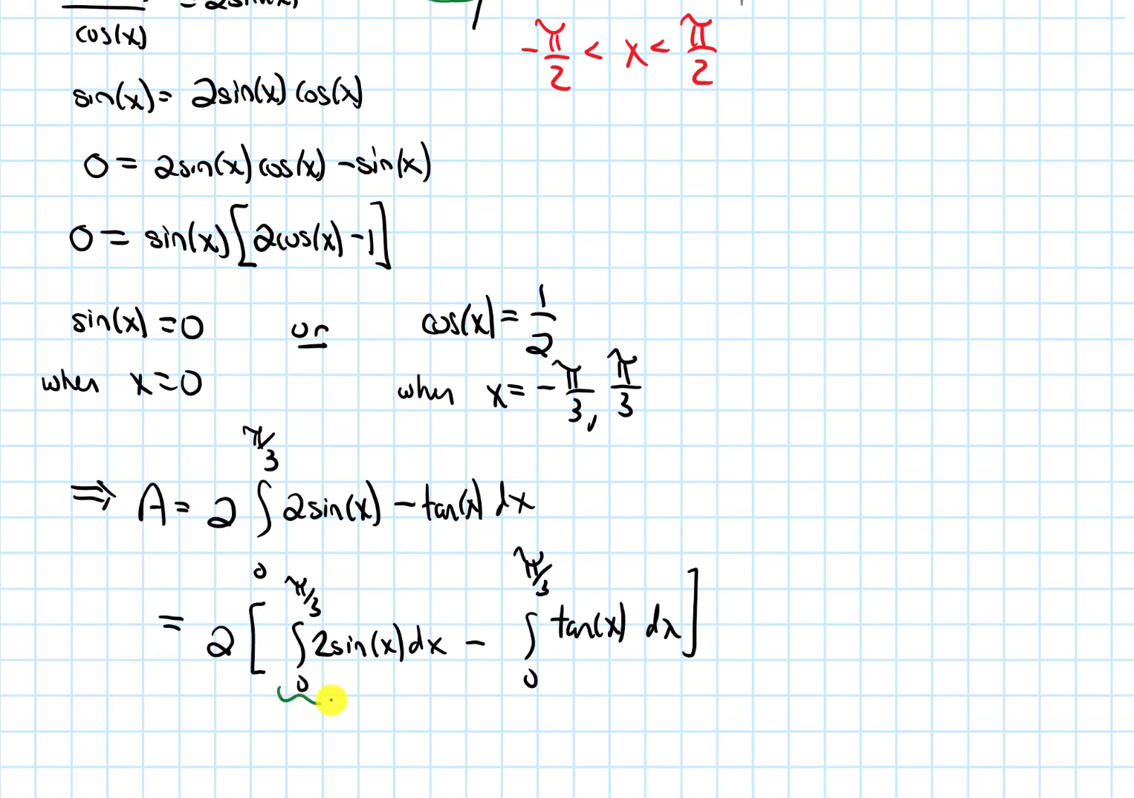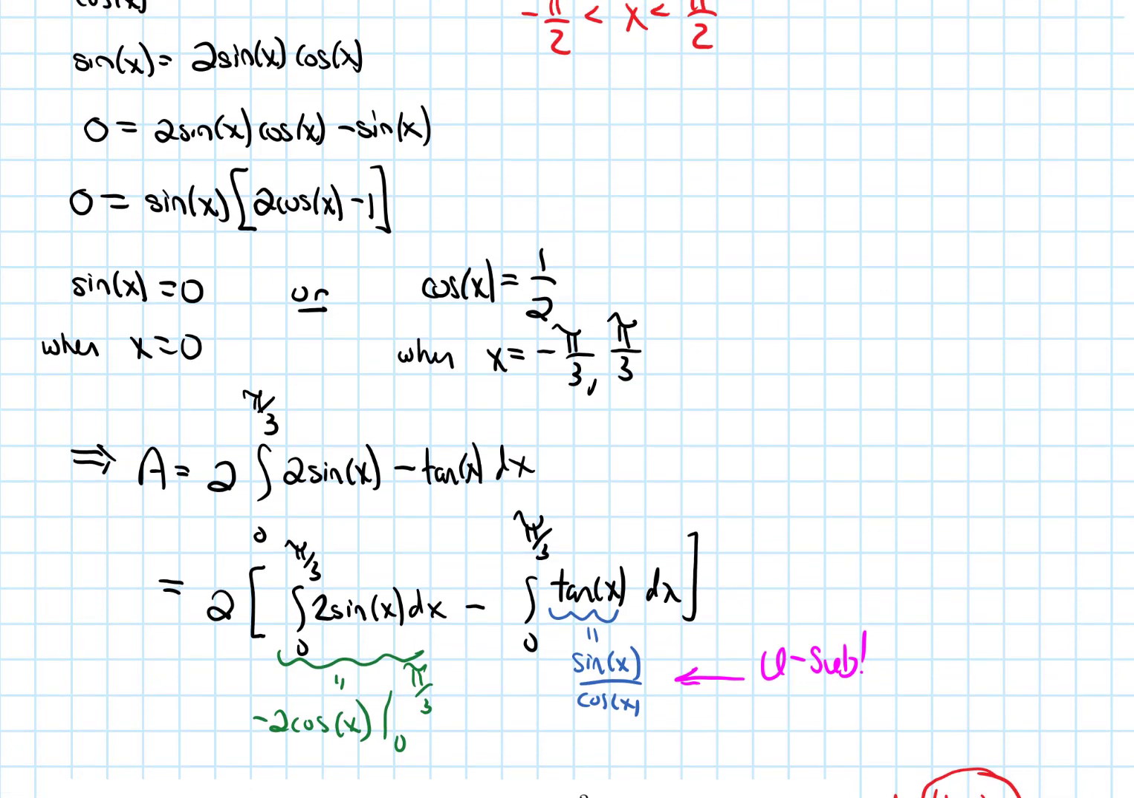Okay, so for this first antiderivative, this antiderivative is going to be negative 2 cosine of x, and then I'd have to plug in the 0 and the pi over 3. For the tangent, we've seen this one a couple times now, but tangent I could rewrite as sine x over cosine x. And from there, we do a u sub. So from here, it's just a matter of doing these antiderivatives, plugging in and subtracting. Okay, so that part I am going to leave as an exercise for you.